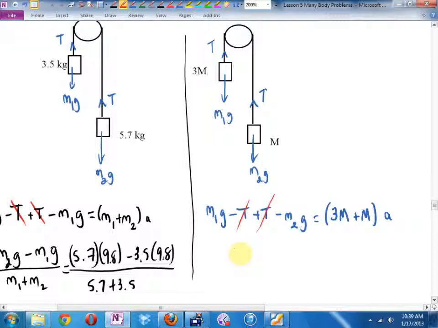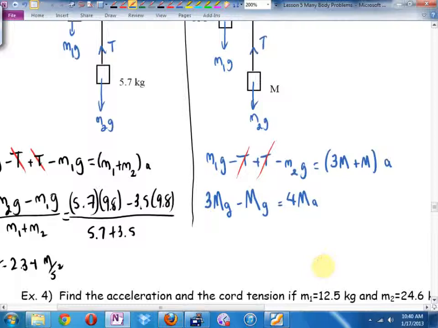What is M1? That's going to be 3mg minus big mg equals, what is 3m plus m? I think 4m, isn't it? It's 3m plus 1m. 4m? Yes? 4m A.